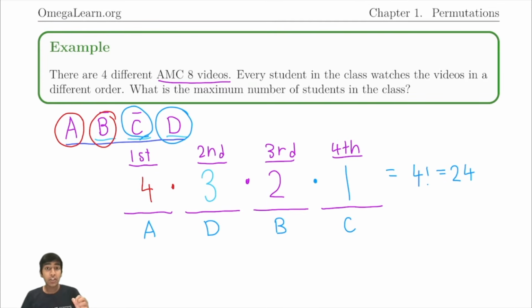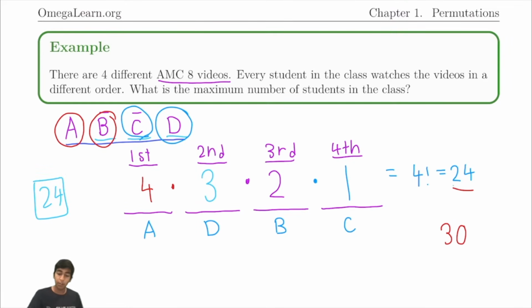So every student in the class watches them in a different order, right? So there's no way we have more than 24 students in the class. Because if you had something like 30 students, then there would be some students who watch the videos in the same order. So the maximum number of students in the class is just 24.